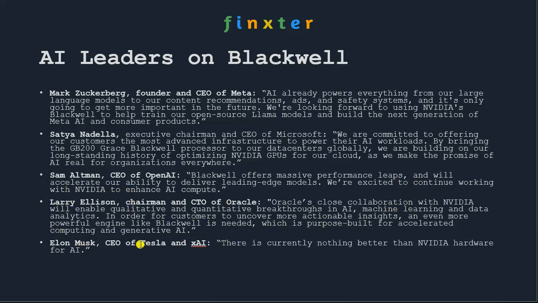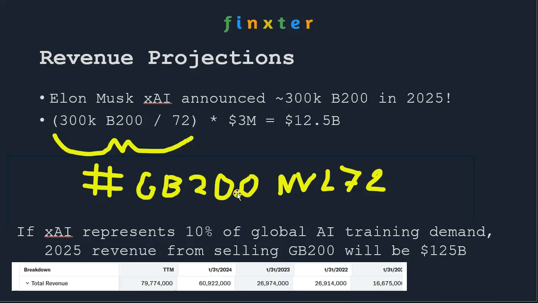Elon Musk, CEO of Tesla and xAI, says there's currently nothing better than Nvidia hardware for AI. Everybody is using Nvidia hardware. Everybody is using the Blackwell, so they will continue to sell the Blackwell. And now some revenue projections, if you're interested.